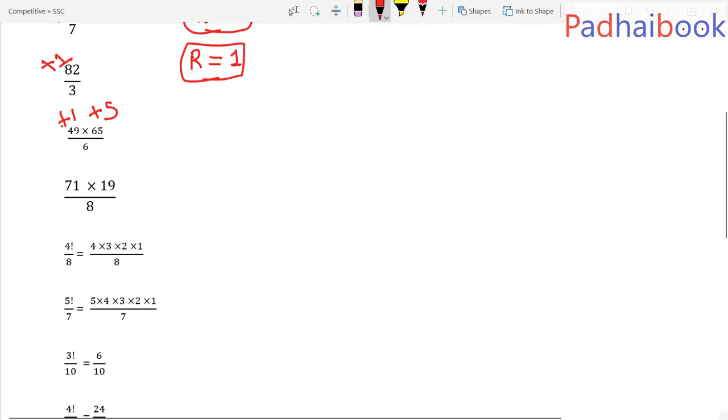Now we see that there are two numbers that we wrote on the numerator side, that is plus 1 and plus 5, and the sign between them is multiply, as you can see. Then the remainder will be 5.